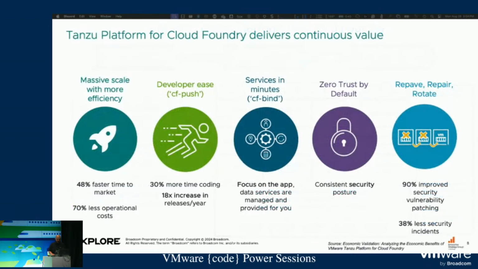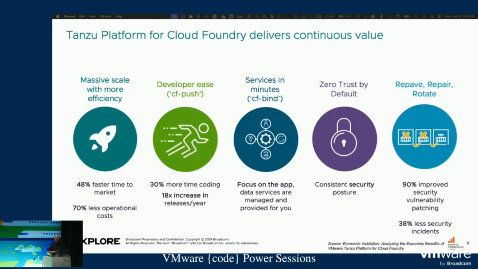And I'll go through this a little quicker here too. But just to give a quick highlight of what we see with Tanzu Platform for Cloud Foundry, we see massive scale and efficiency with the platform. We easily see one platform engineer supporting up to 200 developers or more. CF push is that easy button for developers to go from source code to production. CF bind, or service bindings in the marketplace, allow developers to get services like a database or maybe even a large language model into their service.